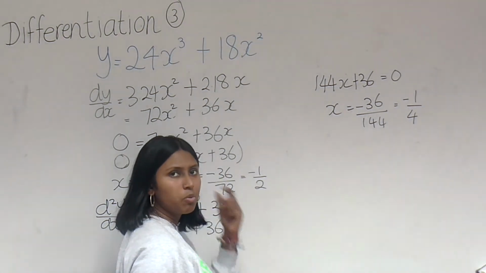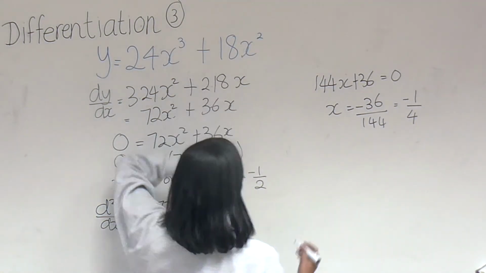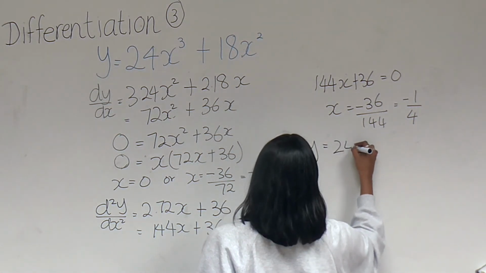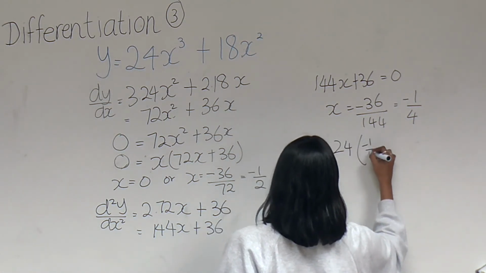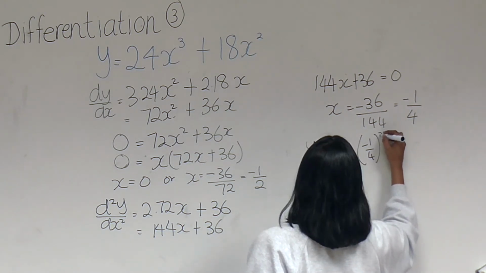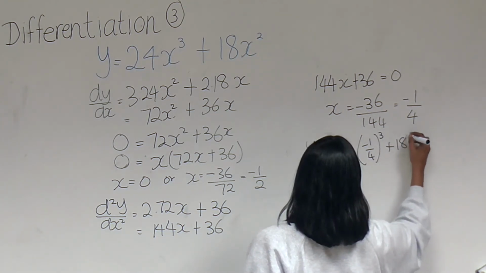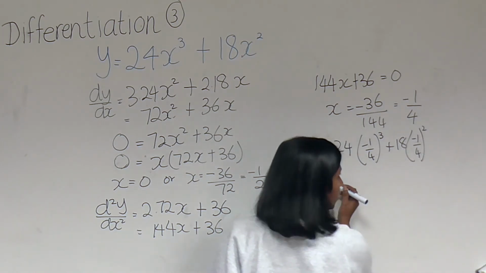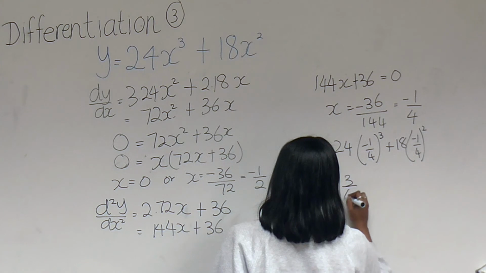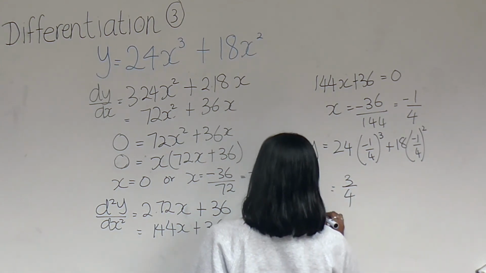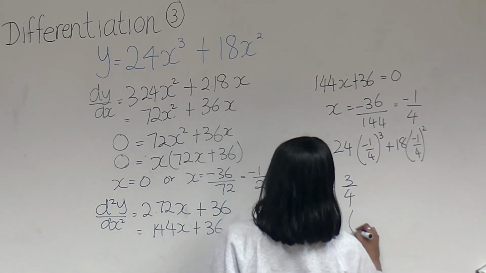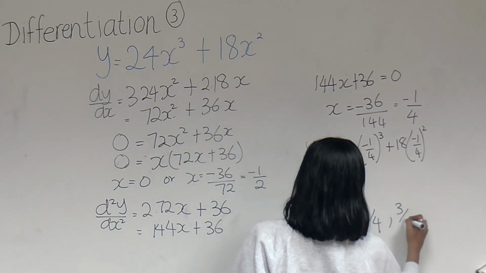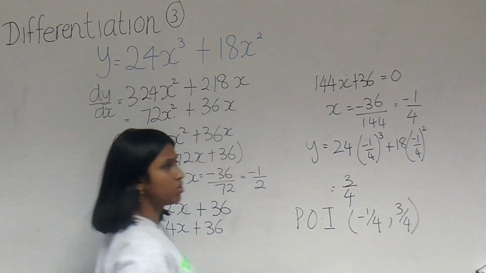And again, to find our y coordinate, we plug this back into our original equation. So y equals 24 times negative one quarter cubed plus 18 times negative one quarter squared, which gives us 3 over 4. So the point of inflection is at negative 1 over 4, 3 over 4, and those are the coordinates.